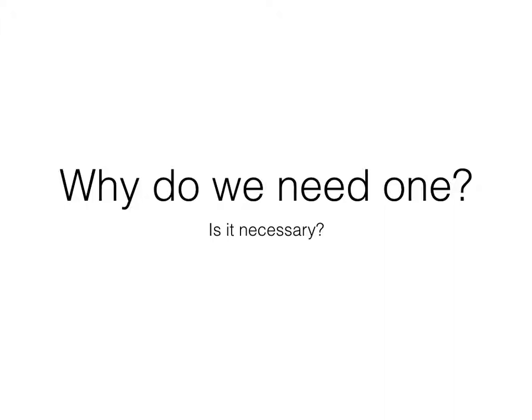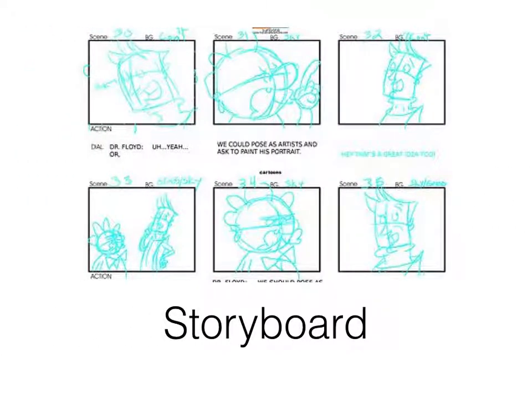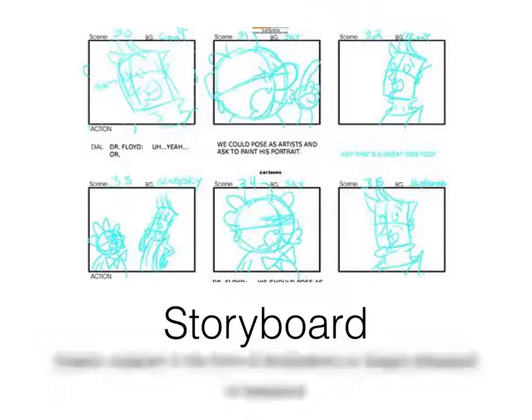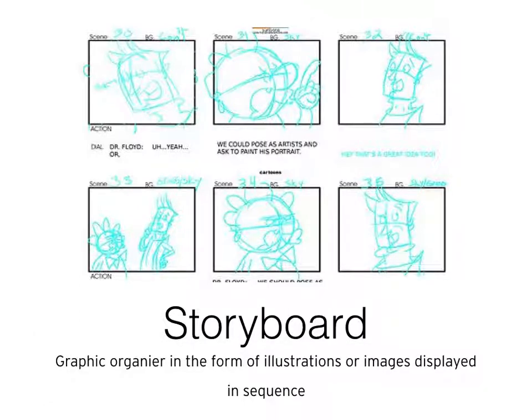It is made of a number of squares with illustrations or pictures representing its plot, with notes about what's going on in the scene and what's being said in the script during the shot. Think of it as a sort of comic book version of your video game. Like this one. It's a storyboard. It's a graphic organizer of illustrations or images displayed in sequence.